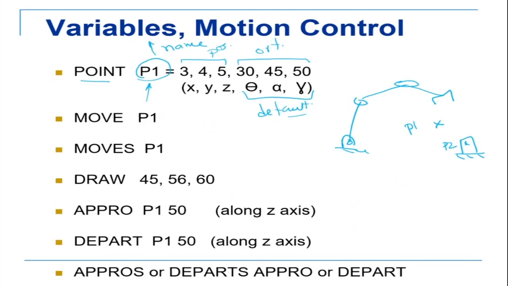Now, there are applications where you need to move in a straight line. For example, if this robot has to catch this object, then you should come down straight and catch it, not try to go from the side.